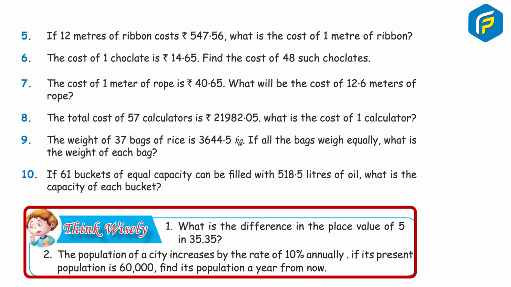Think wisely. Question 1. What is the difference in the place value of 5 in 35.35? Question 2. The population of a city increases by the rate of 10% annually. If its present population is 60,000, find its population a year from now.